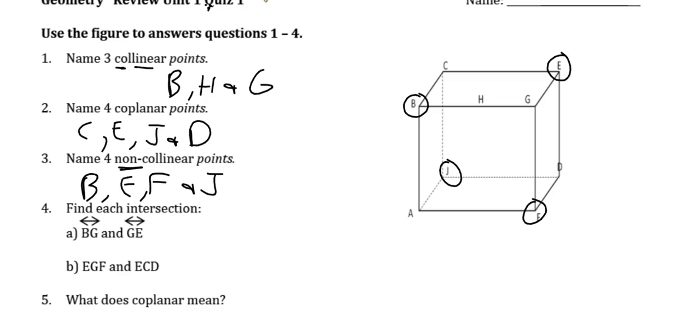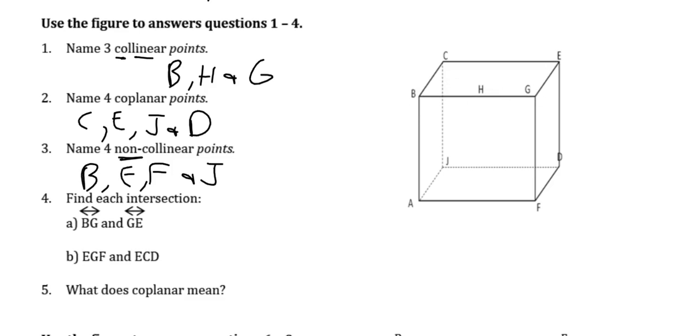But here's the thing, just so you see, it says 4 non-collinear points. So as long as one of them is not on the same line, you could use B, H, G, and E. Even though these 3 are on the same line, since this one is off, that's 4 non-collinear points.